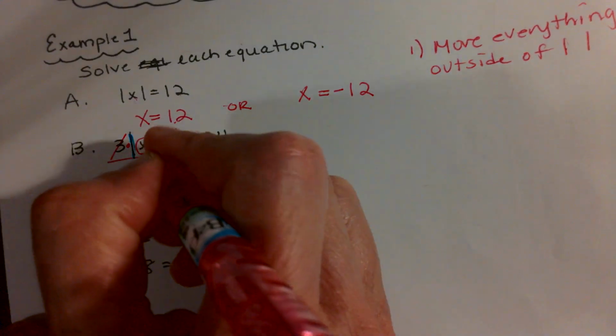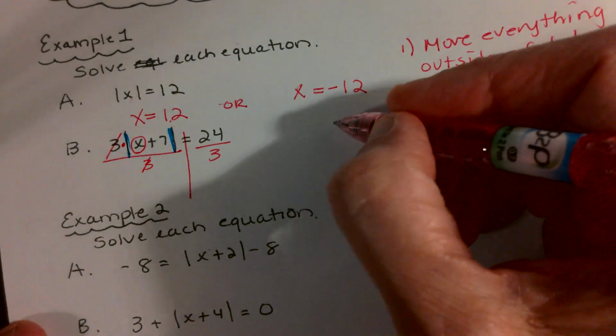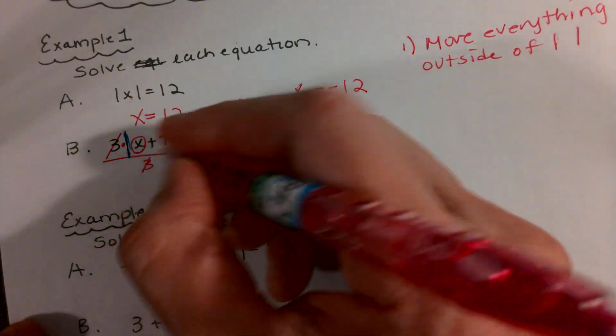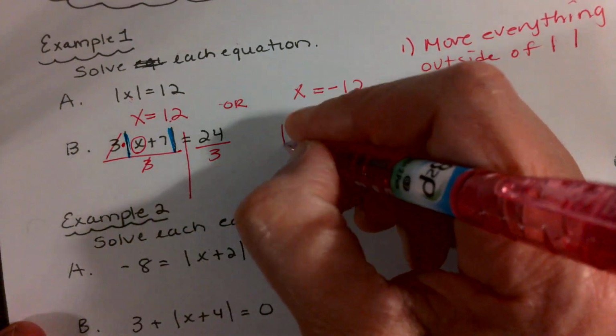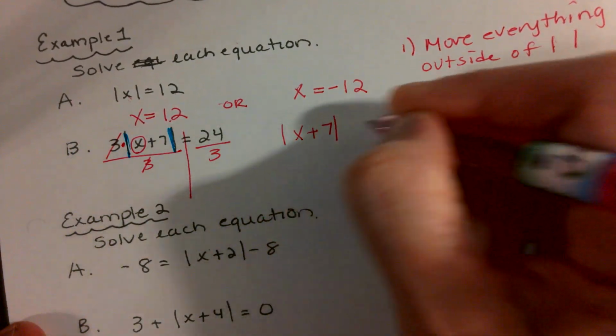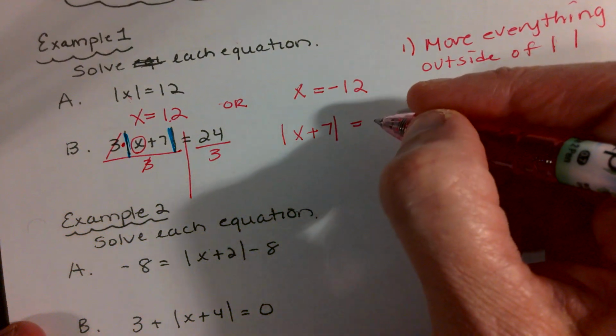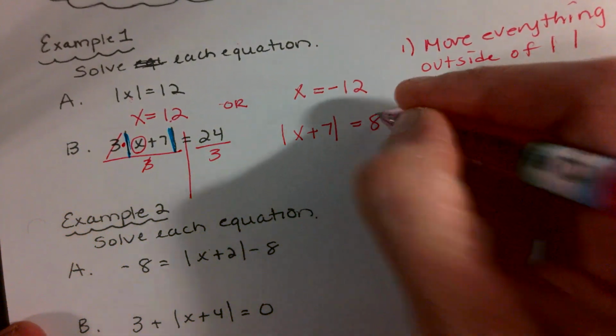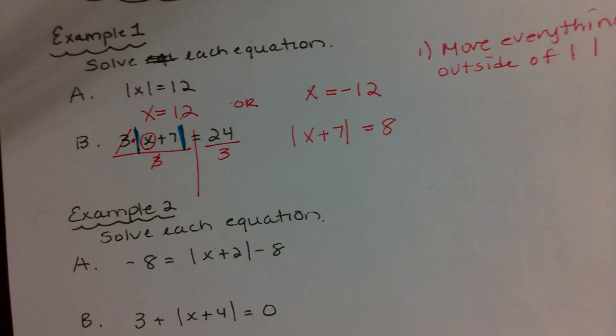The 3's will cancel. And I'm going to move over here just because I'm running out of room. What's left over here? Absolute value of x plus 7 equals, what's 24 divided by 3? 8. Okay, so again, we have this now.